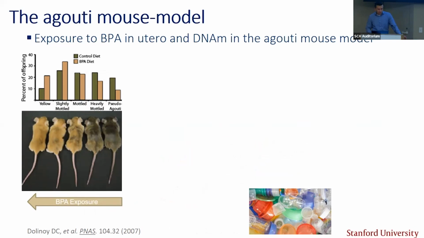So this is the agouti mouse model. There's this regular variation in coat color, but most of the agouti mice are this pseudo-agouti color or heavily mottled, so more of a brown color. Once in a while from a litter, you get this yellow agouti mouse. There's natural variation, but in this experiment, mice that were exposed in utero, so this is a litter that was exposed in utero with an increase in BPA, you get a higher frequency of offspring that had this slightly mottled or yellow phenotype.